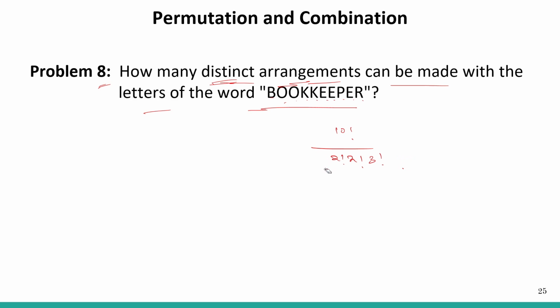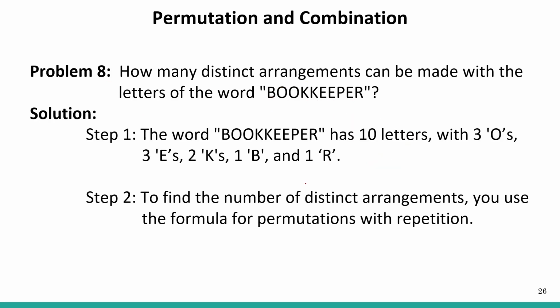So let's try to remove 1 factorial. So what we are left with is this much. Okay, 3 is 2 K's, 1 B and 1 R. And 2 O's are there.